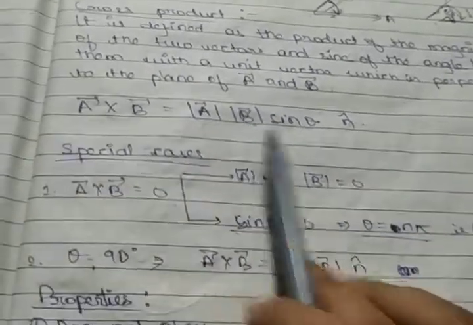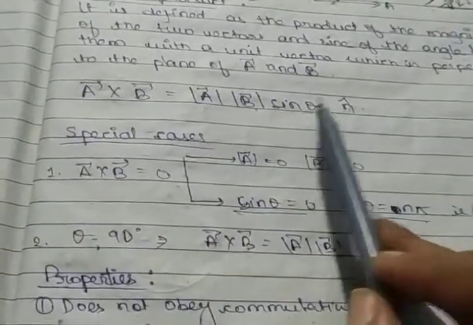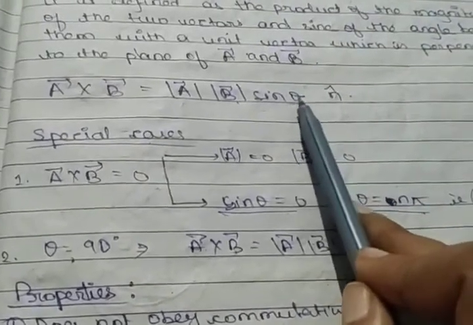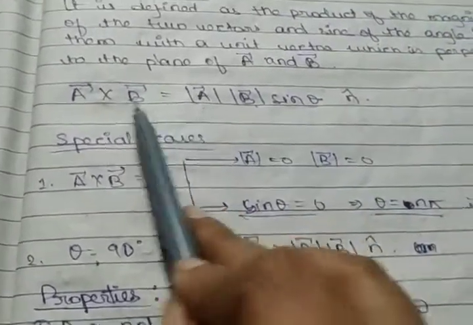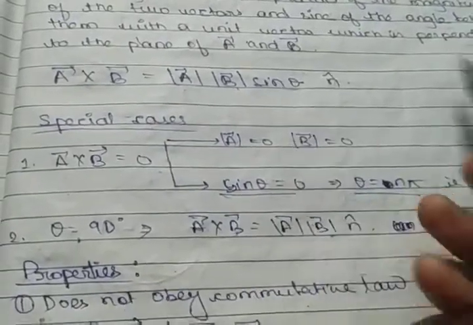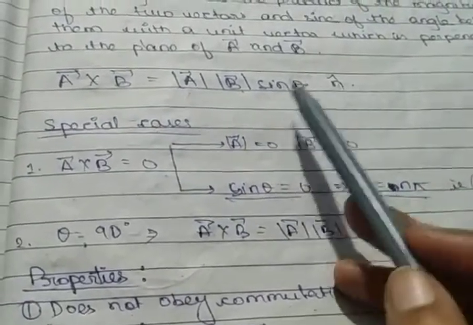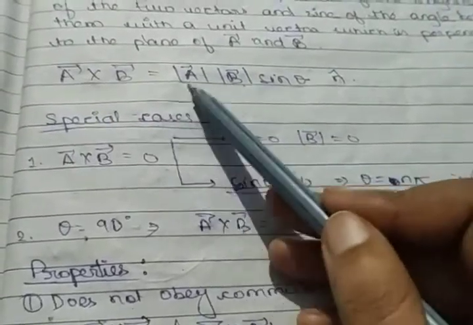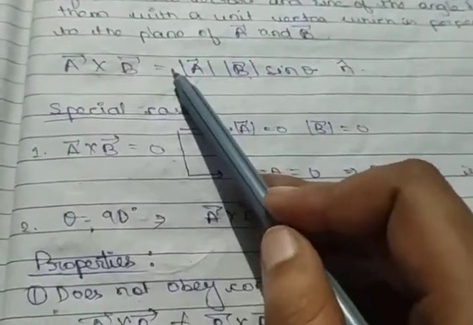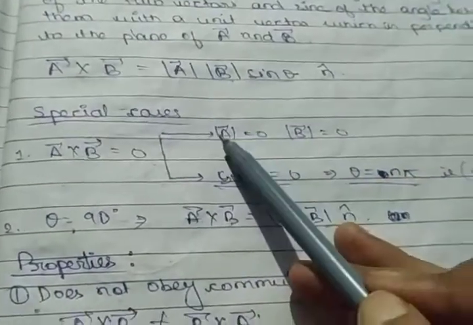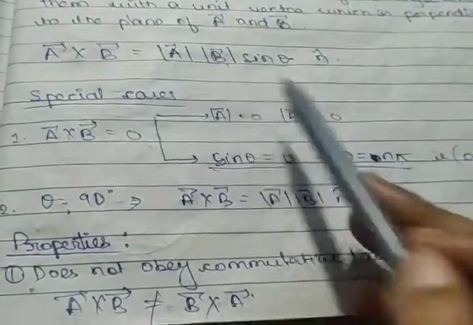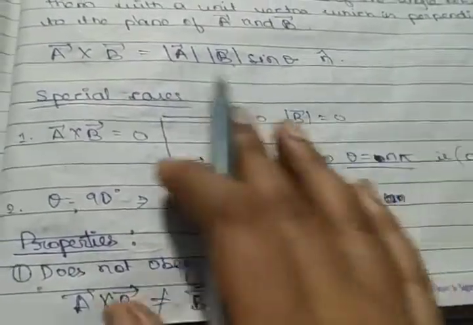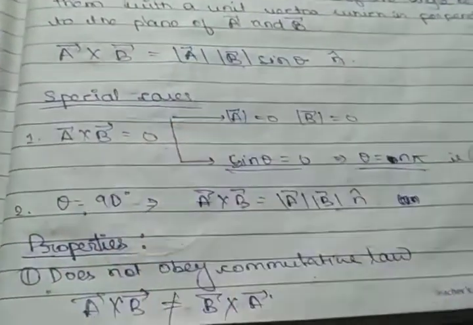Similarly, here also we'll have some special cases. When sine theta is equal to 0, when the angle is 0, what will be the value of A cross B? We know sine 0 is equal to 0. So it will be 0. Again, what are the other cases when this A cross B will be 0? It will be when either vector A is 0, or vector B is 0, or sine theta is 0. In all these cases, A cross B will be 0.